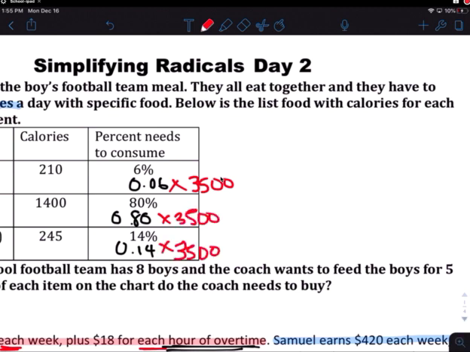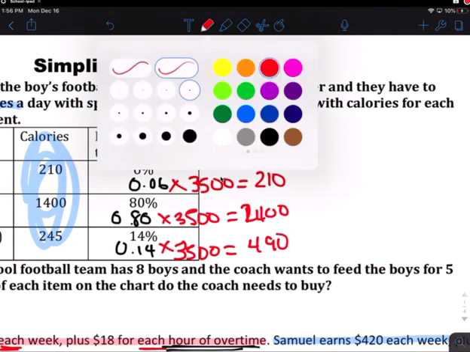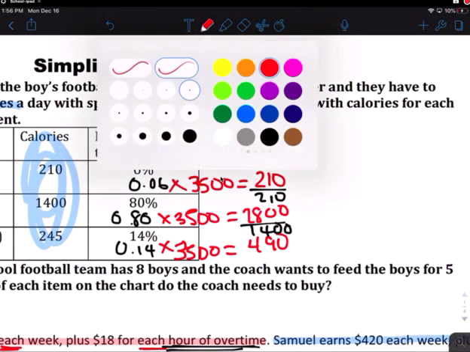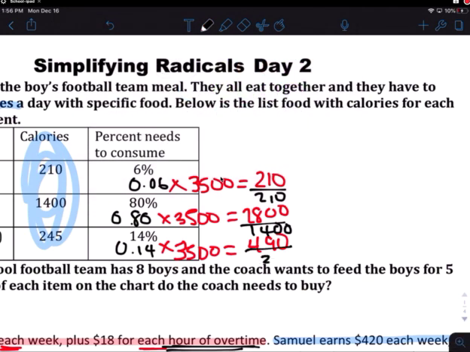For each person. So when you get that, you multiply that, and then after you do that, you divide by the calories of each food. Divide that by 210. Oops. This is incorrect right here. It's 2,800. Error. Okay, and then here is 245.